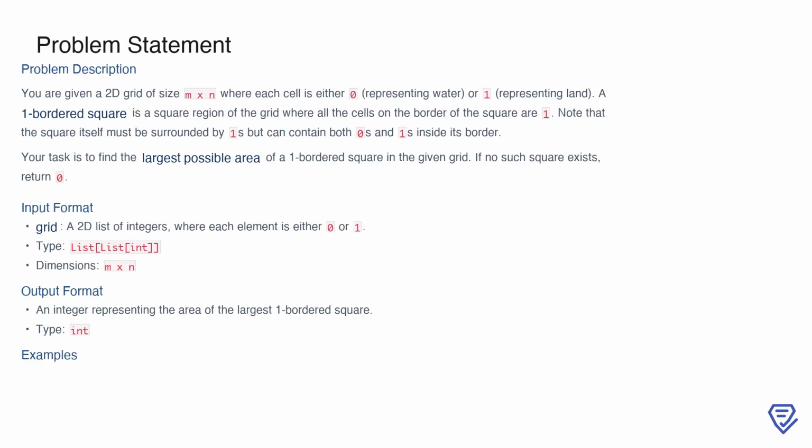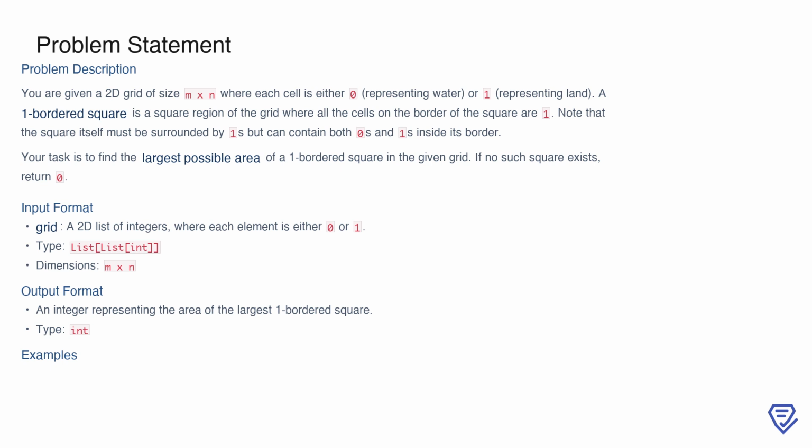In this problem, you're given a 2D grid made up of cells, where each cell is either a 0 representing water or a 1 representing land. Your goal is to find the largest square that is bordered entirely by 1s. This means that all cells along the edges of the square must be 1, but the inside of the square can contain both 1s and 0s. If no such square exists, you need to return 0.